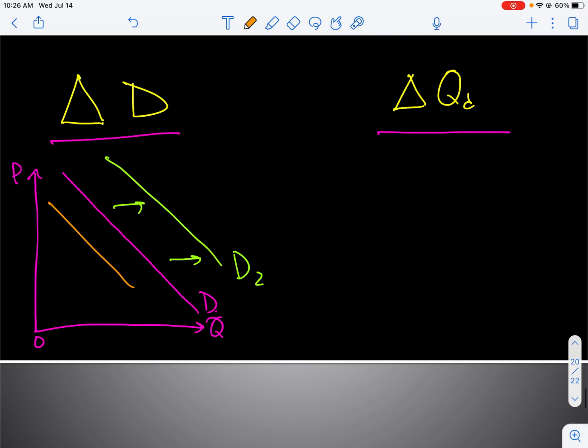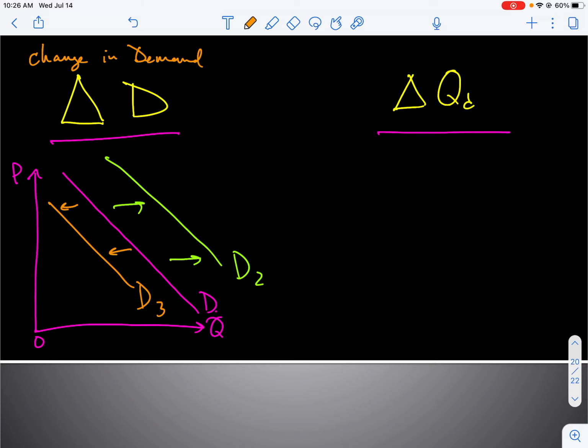Here is a decrease in demand. So a change in demand, so delta D, is a change in the entire demand relationship. The whole thing shifts. That's a movement of the curve.